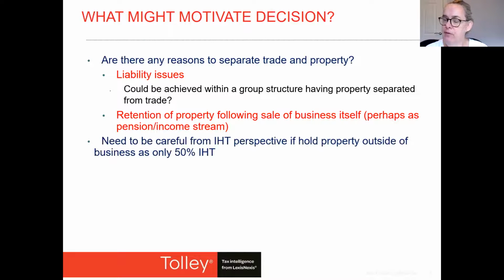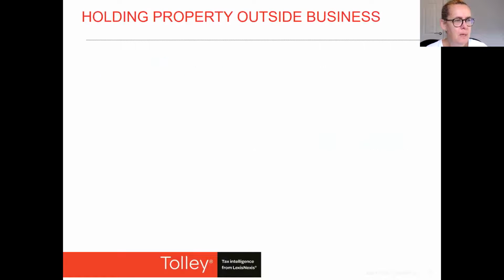Obviously, you need to be careful from an IHT perspective if you hold property outside of a partnership or a company, because you only get 50% inheritance tax relief. So, broadly, I suppose what we're talking about here is that there are just lots and lots of different reasons why people might hold property in different ways when we're talking about commercial property. And it really is not as black and white as it is for residential property.